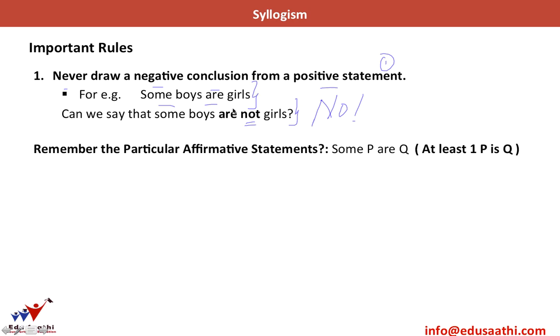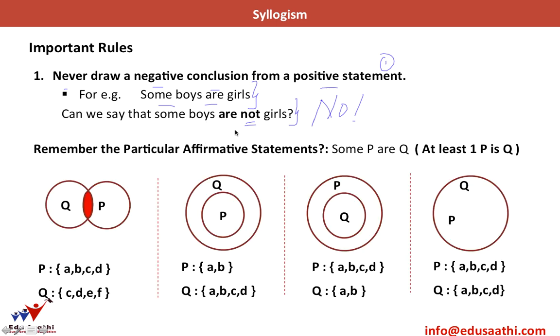Now why can't we do so? If you remember the particular affirmative statements, these are the diagrams which we drew there. It was some P are Q, and here I have some boys are girls. So I have P equal to boys and Q equal to girls. Now let's look why this conclusion is false diagrammatically. So if P is boys, I can write boys here and girls here. If I look at this diagram, I can easily say that some boys are not girls because I have this set of boys who are not girls. So for this first case, the conclusion is correct.